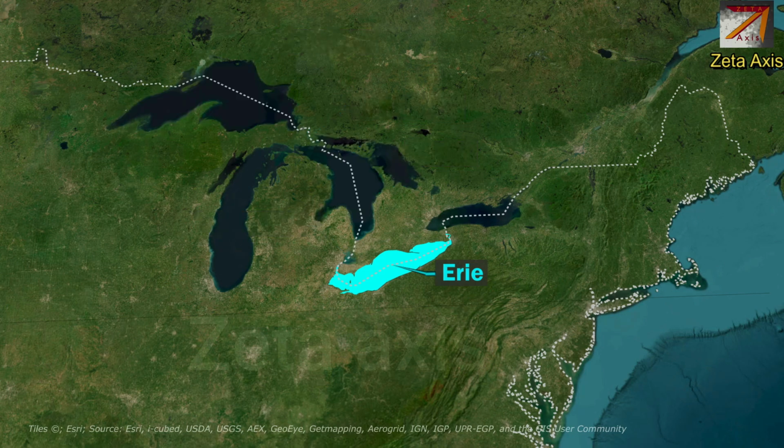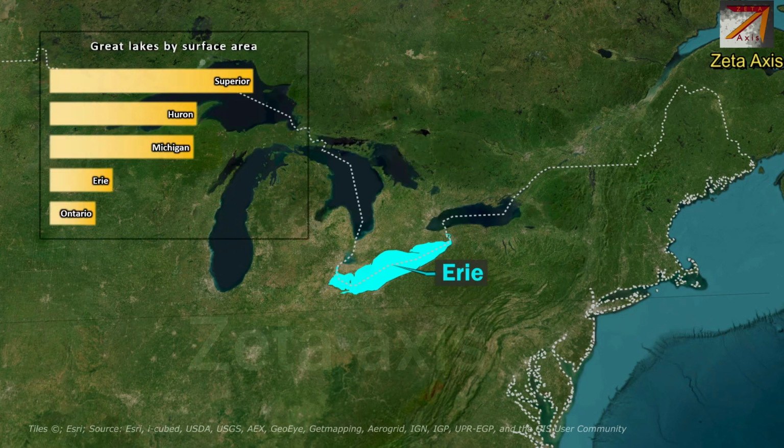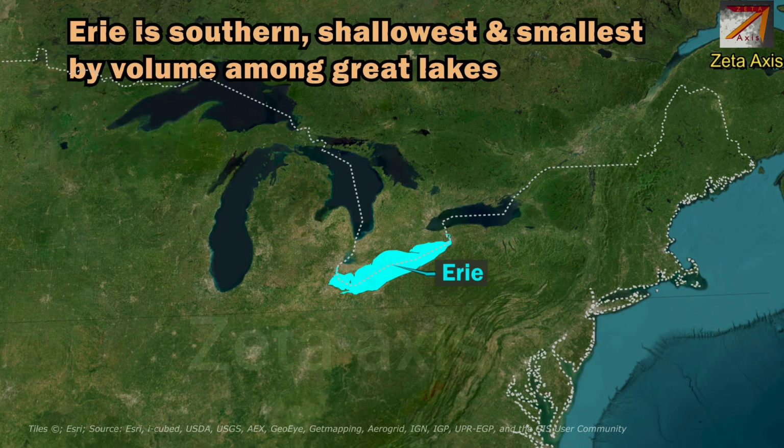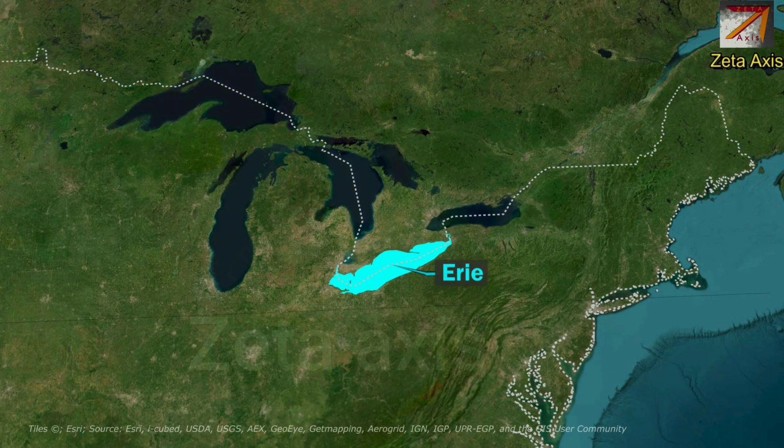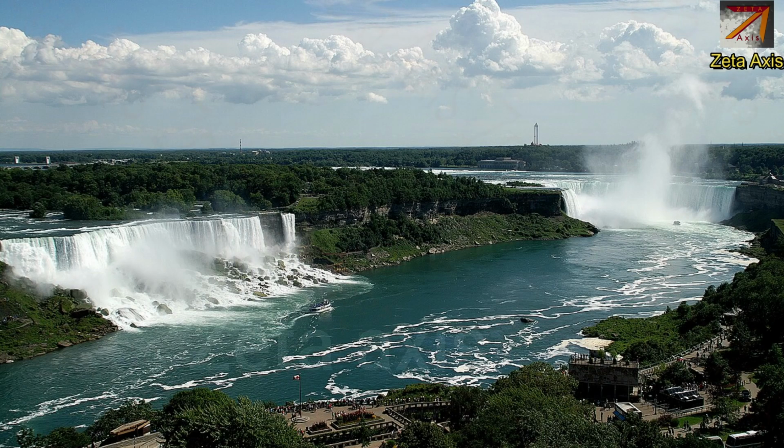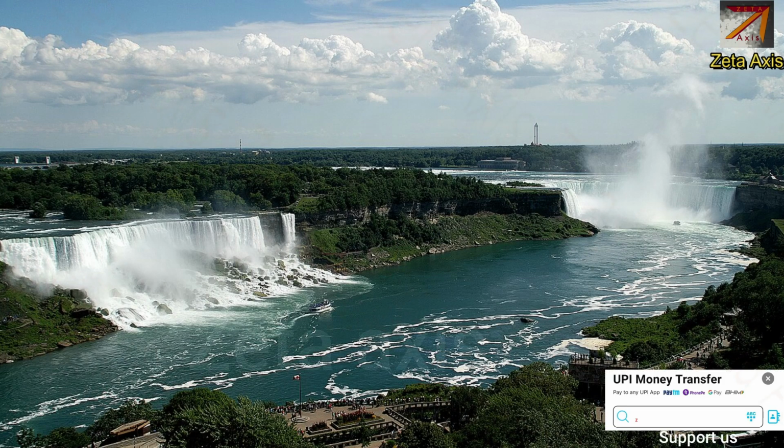Next is Lake Erie. Lake Erie is the fourth largest lake by surface area of the 5 Great Lakes in North America. It is the southernmost, shallowest, and smallest by volume of all the 5 Great Lakes. It is located on the border of the US and Canada and shared by both countries. The main natural outflow from Lake Erie is the Niagara River, which has Niagara Falls. And here, a large amount of hydroelectricity is produced, which is supplied to both Canada and the US.